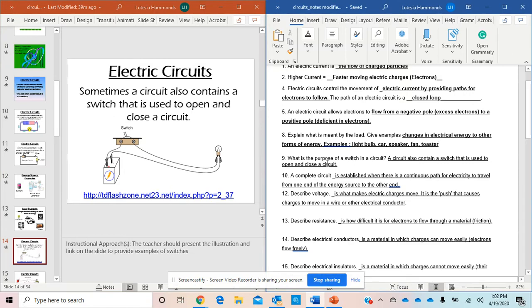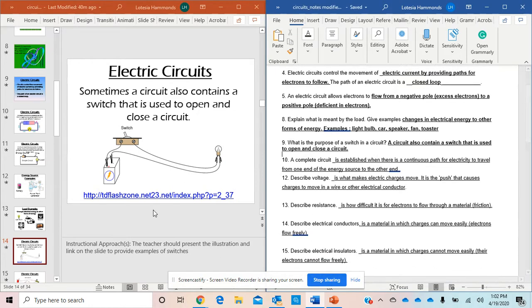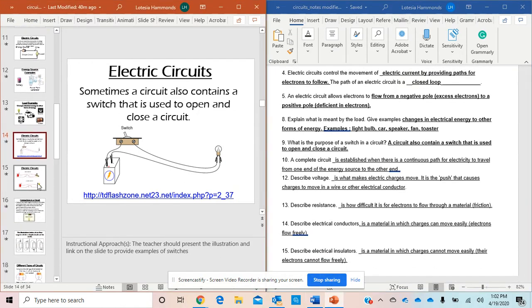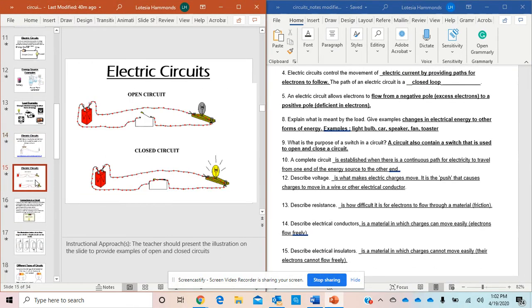So for question 9, what is the purpose of a switch in a circuit? We're going to bold that out. And then it says that it is used to open and close the circuit. In this next slide, it gives you images of what an open circuit would look like and then what a closed circuit would look like.